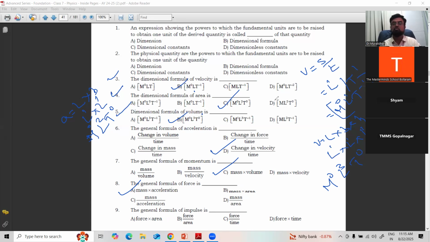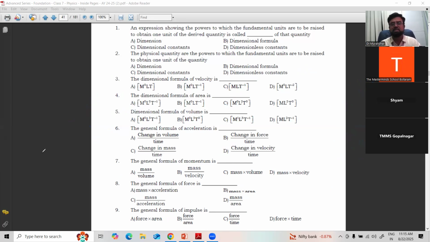Impulse we have seen just now. Force into time is called impulse. That is D. You can find it here. So if you know the concept, within no time you can answer the level questions. Right? So like that you can completely answer them, as you can see. So before closing, let me show one.